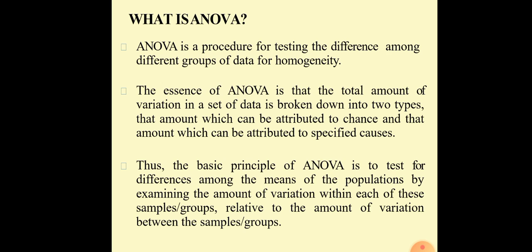What is ANOVA? ANOVA is a procedure for testing the differences among different groups of data for homogeneity. The essence of ANOVA is that the total amount of variation in a set of data is broken down into two types: that amount which can be attributed to chance, and that amount which can be attributed to specified causes. Thus, the basic principle of ANOVA is to test for differences among the means of the populations by examining the amount of variation within each of these samples relative to the amount of variation between the samples and groups.